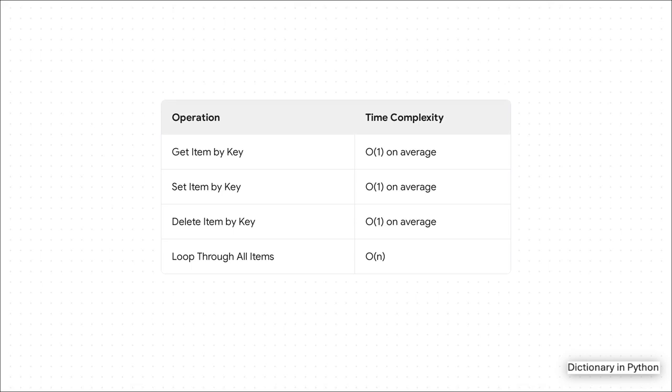So here's a super handy cheat sheet to lock this all in. Getting, setting, or deleting an item using its key, O(1) on average, fast. Looping through the whole shebang, O(n), slower because you have to visit everything. This is a great little table to keep in the back of your mind.